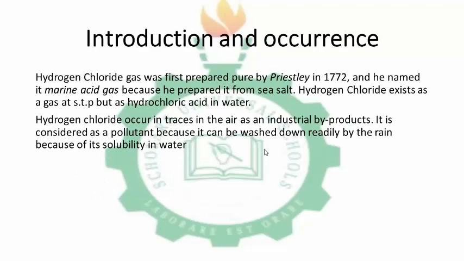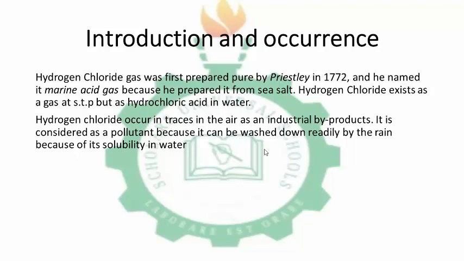Now, hydrogen chloride gas was first prepared by Priestley in 1772, and he named the gas marine acid gas because he prepared it from sea salt. And we know from our biology that sea salt or salty sea are also called marine water. Probably that's why Priestley named it marine acid gas.